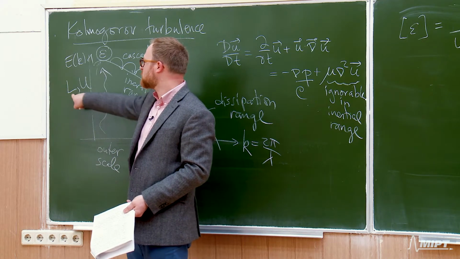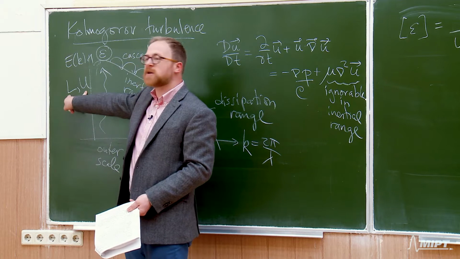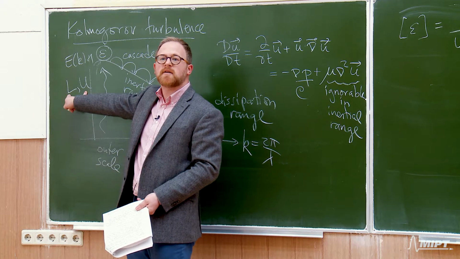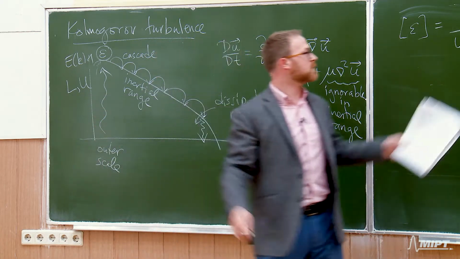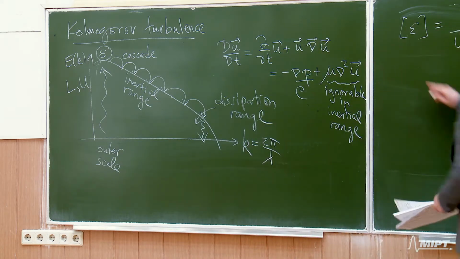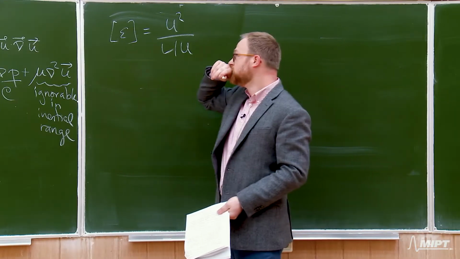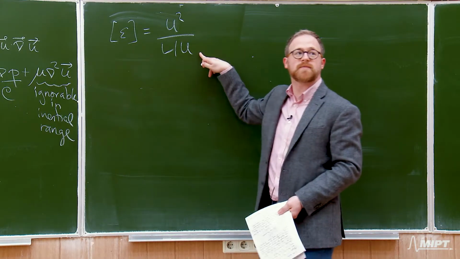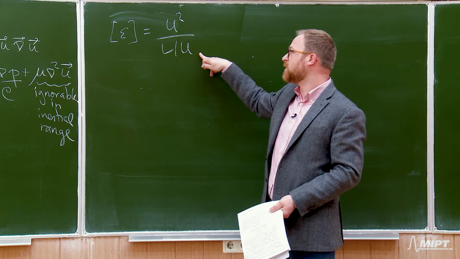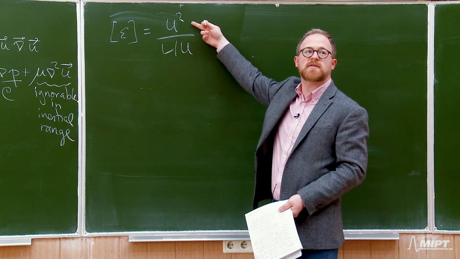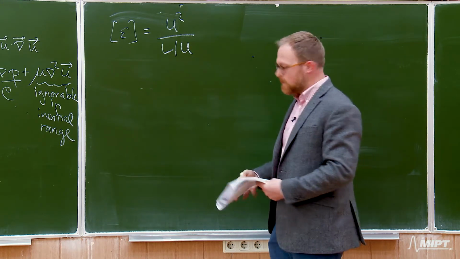You stir on some scale. And there's only one time scale then that's implied that you can make out of this, and that's just L over U. So this is like a power which is being injected, and it has to have these units. And the only way that you can make these units is just with U squared and L over U.